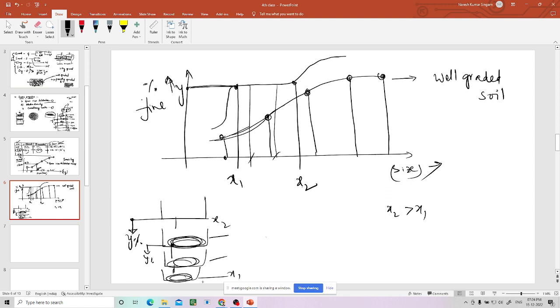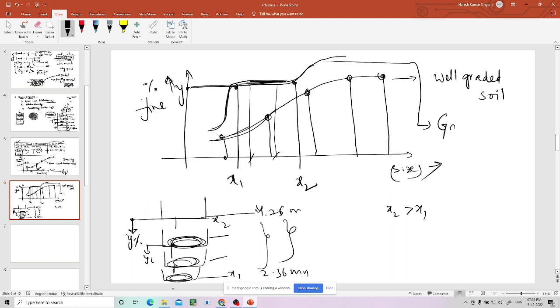That means, suppose this is 4.76. I'm just giving random values. This is 2.36 mm. Now in between there is no soil. There is no soil particle in that complete soil having this size. So there is a gap. Because of that, when you see the curve, there is a horizontal portion. Because of that, this curve represents gap graded soil.